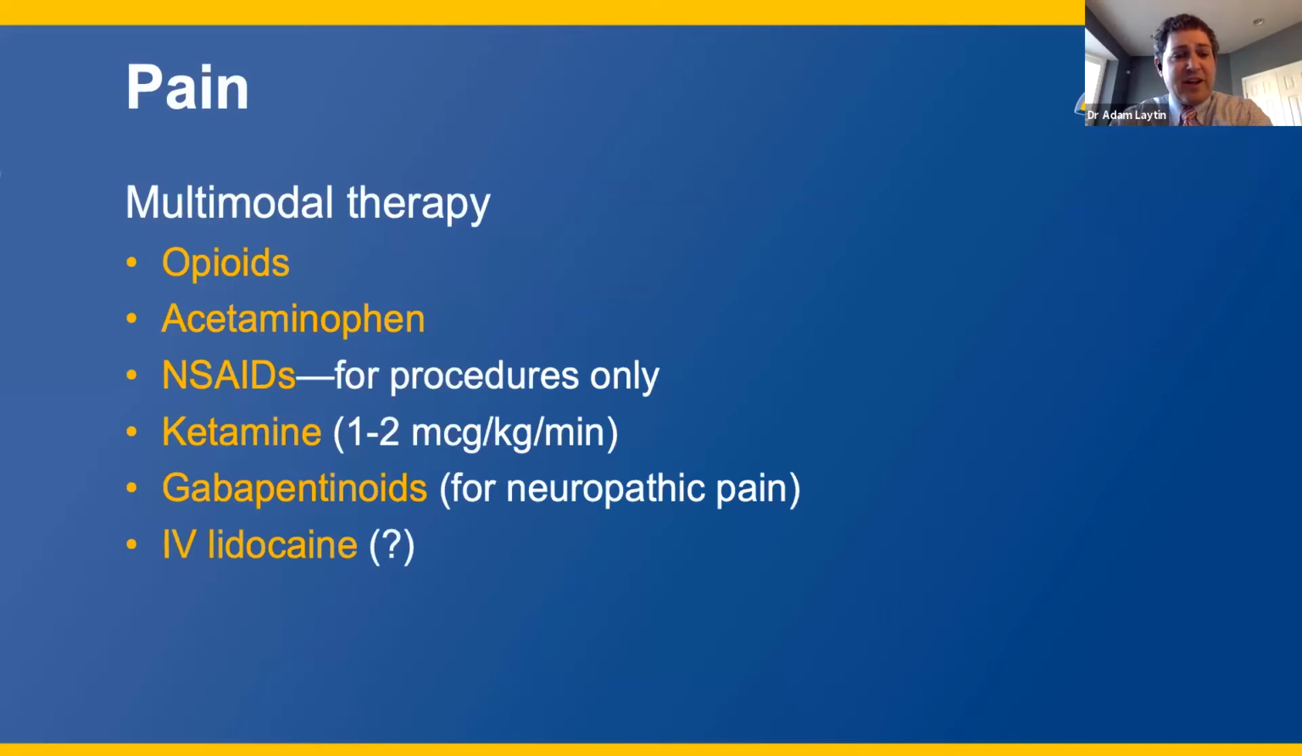There's been a lot of research around IV lidocaine. That hasn't really borne out in our setting to be proven to be effective, but there's still some ongoing research about whether or not that may be a useful adjunct. And then if nefopam is available where you practice, there's some very convincing studies about using nefopam as an opioid adjunct. It's not FDA approved, and so it's not something that we have a lot of experience with in the United States, which I think is unfortunate.